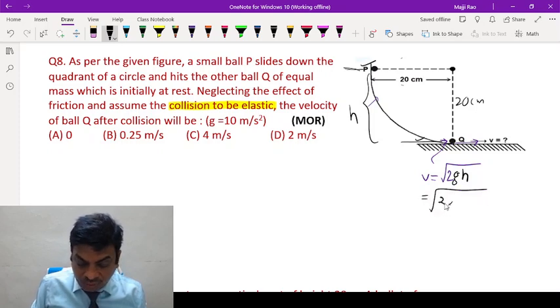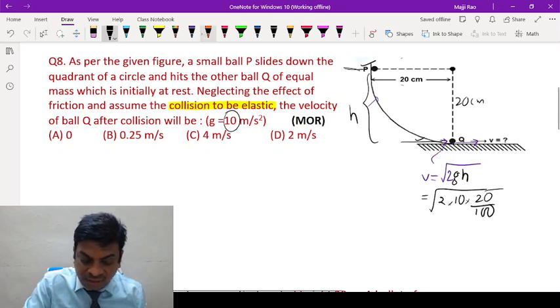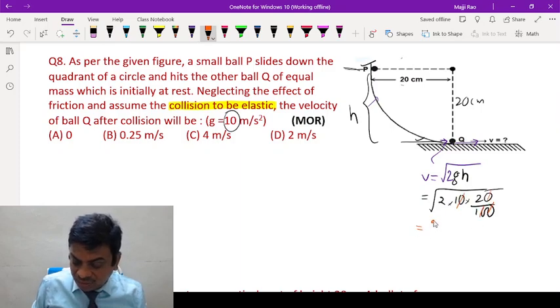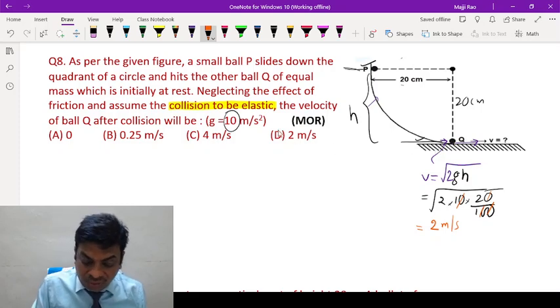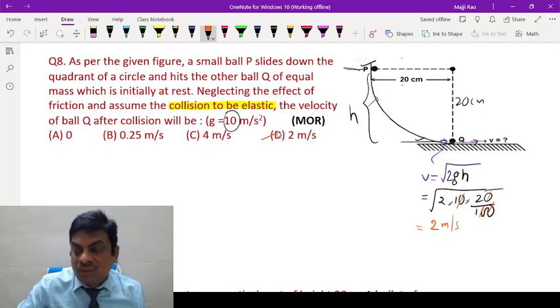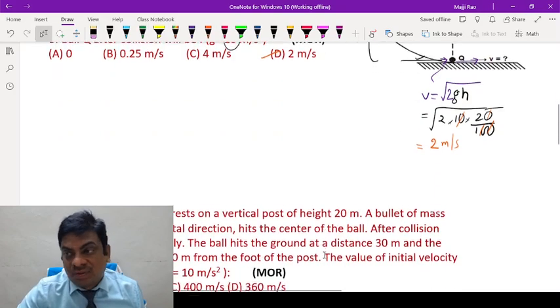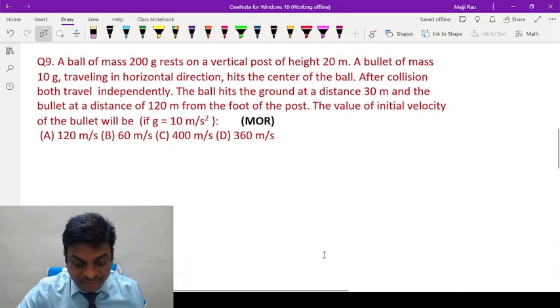So 2g is given as 20 meters per second square, height is 20 centimeter. Divide by 100 to convert it into meter. So two zeros get cancelled. Root 4 is 2. So P acquires a velocity equal to 2 meters per second, which it imparts to Q. So Q comes out with the velocity 2 meters per second after collision. Moving on to the next question.